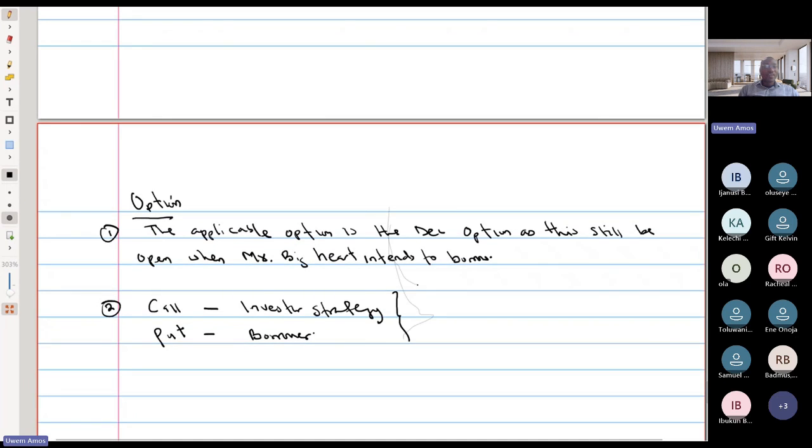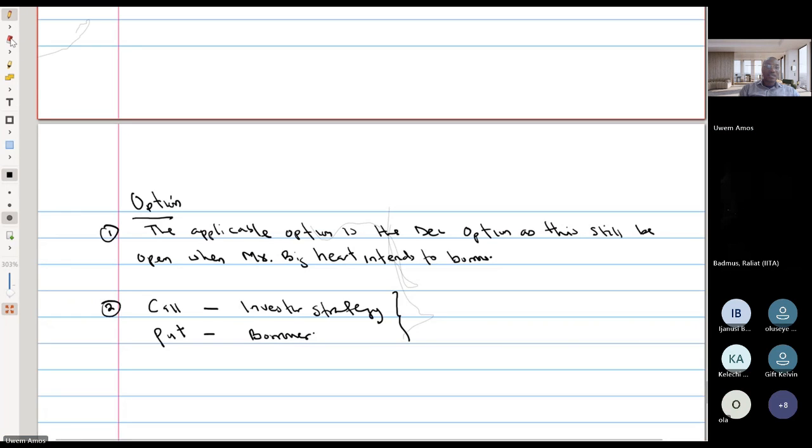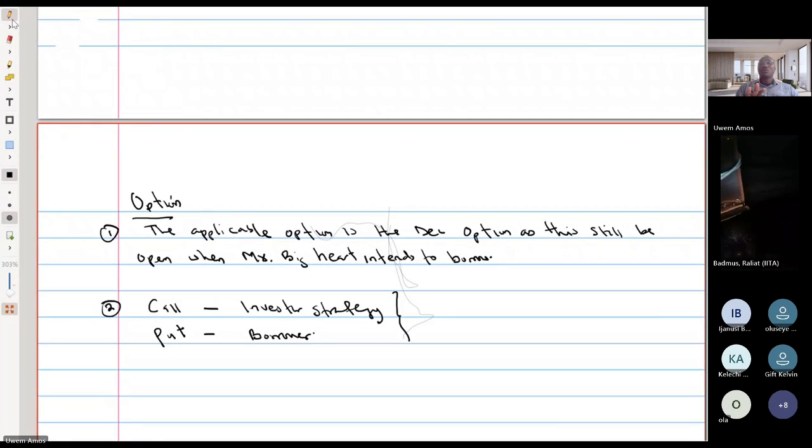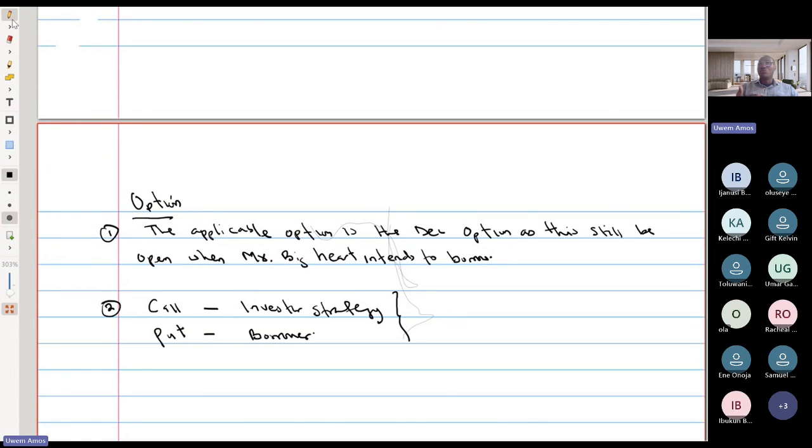When we say a call option, we're basically referring to the right to buy an option. And when we say put option, we're referring to the right to sell an option. So if Mr. Big Heart is an investor, in other words, he's concerned about interest rate related to investment, he would go for a call option strategy. But if Mr. Big Heart is a borrower, he would go for a put option strategy. So that's a free mark.